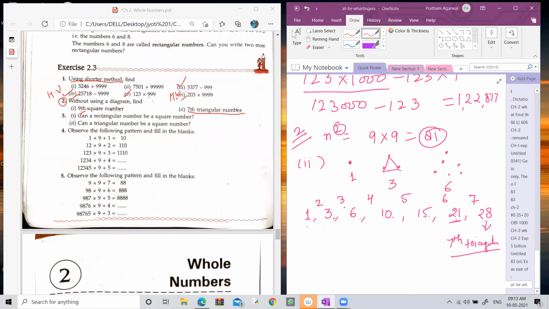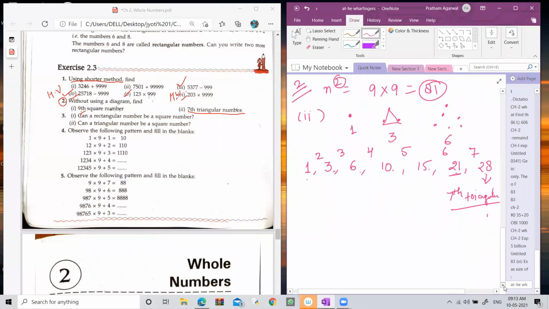Yes, ma'am. Okay. In the second part of question number 2, it is saying how can you find the triangular number. If you use the dots, you can draw the triangle. So how can you draw the triangle by using the dots?